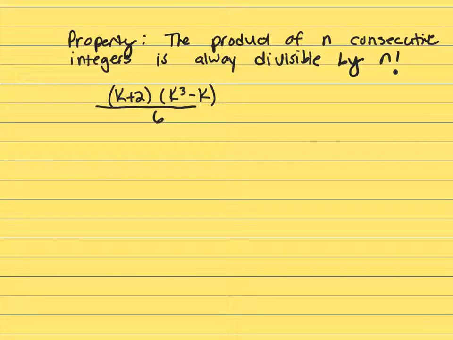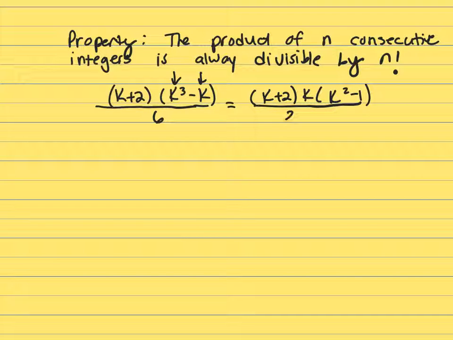We are trying to figure out the remainder when k plus 2, k cubed minus k is divisible by 6. Let's work on the numerator. Bring over the k plus 2. It's a common factor of k, so factor that out. And that will leave you k squared minus 1.